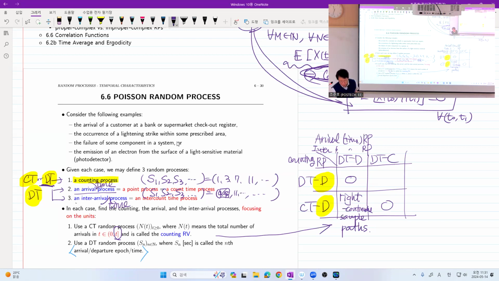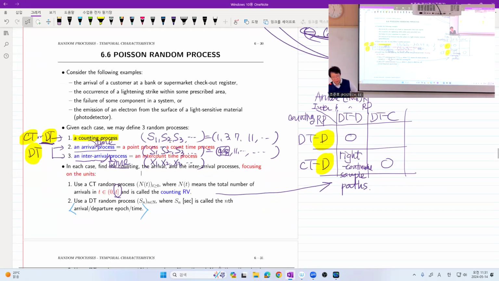Now, we define the third one, the inter-arrival time process. That is denoted in our lecture notes X1, X2, X3, and so on. Since this time index is all natural numbers, it's obviously a discrete time random process. But how do you define it? X1 is defined as S1. X2 is defined as S2 minus S1. X3 is defined as S3 minus S2. So now you see why we call the arrival process S sub n and the inter-arrival time process X, because S sub n is X1 plus X2 plus up to Xn.